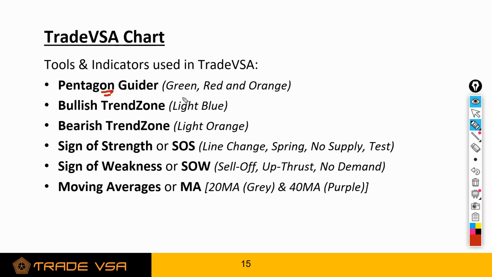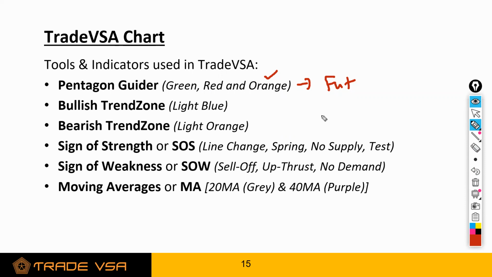Pentagon guidance has 3 different colors: green, red, and orange. Green and red are kind of straightforward. Green is a potential bullish sign, red is a potential bearish sign. What does orange mean? This is what most new members get confused about. Orange is actually for the futures market. So for example, if you are trading the daily chart for the long term, rather than a 5-minute or 15-minute chart, you can try to use the pentagon.